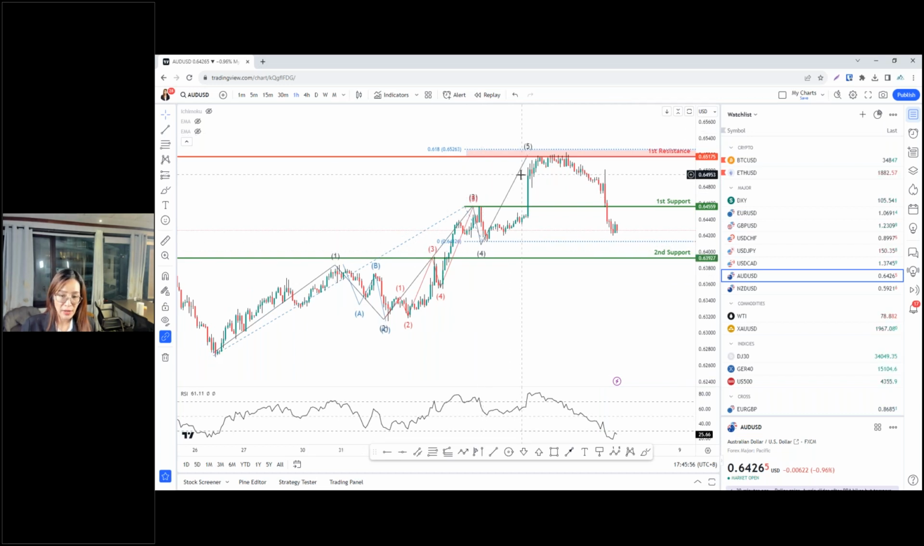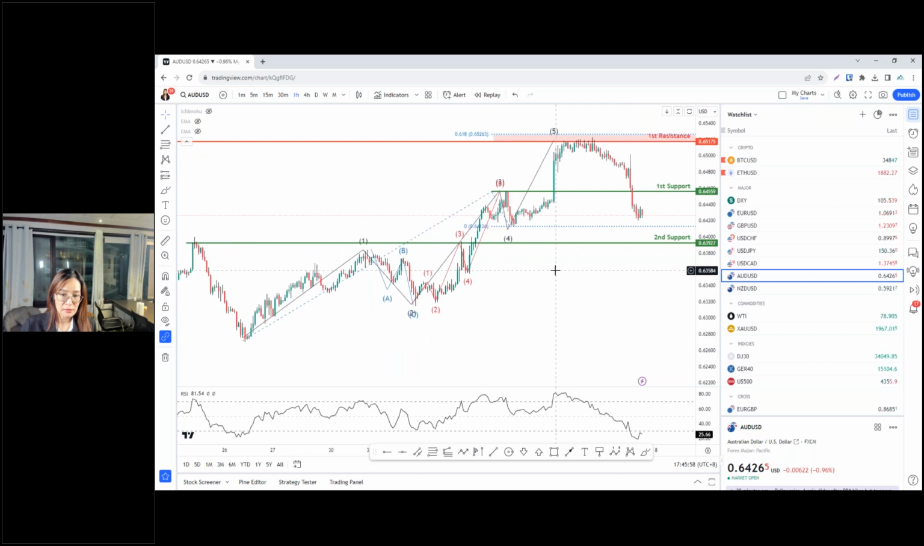How you get a wave 5 is really simple and easy: you just use the distance from wave 1 and then you will get wave 5. Easy. If you don't know how to trade, you just do it like that, basically. And then somewhere here. So basically your wave 5 will be ending around here, or the 61.8% projection, which is somewhere here.